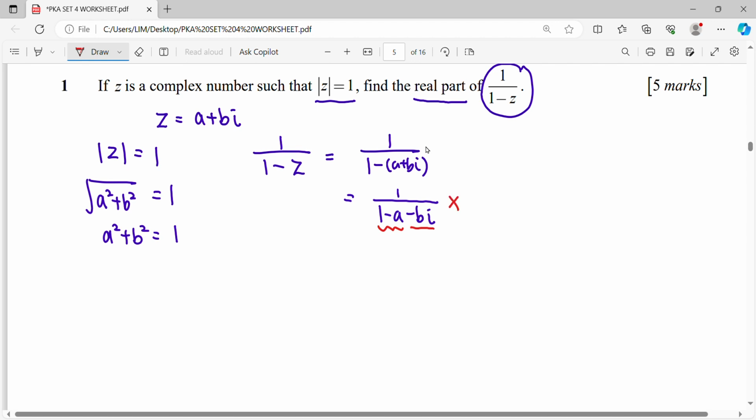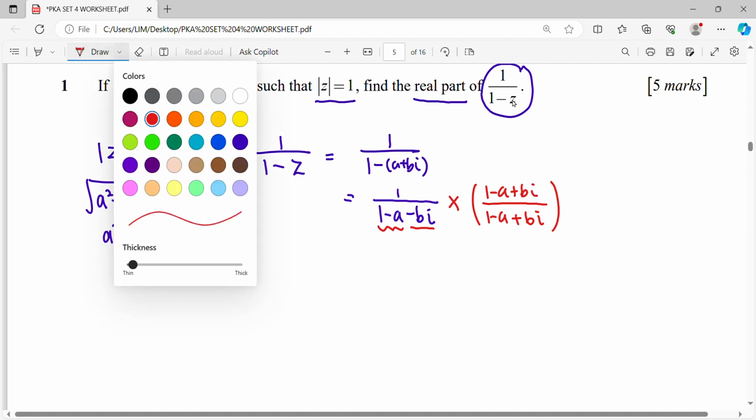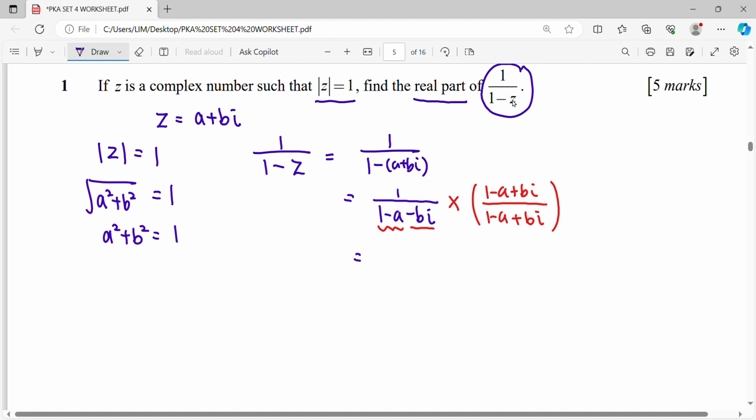When we have division in complex numbers, meaning the complex number is at the denominator, we have to rationalize it by multiplying by the conjugate every time. So the conjugate of this has real part 1 minus a, and the imaginary part's negative becomes positive. For the numerator part, we don't have any problem expanding. We just multiply. It will still be 1 minus a plus bi.